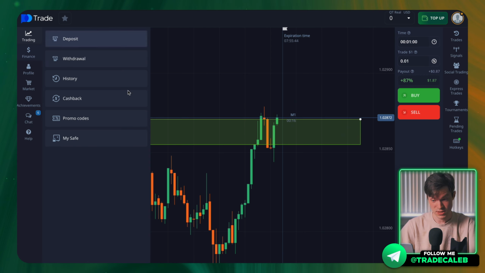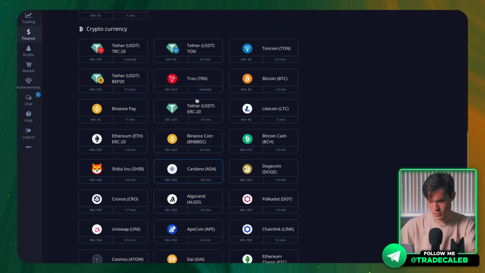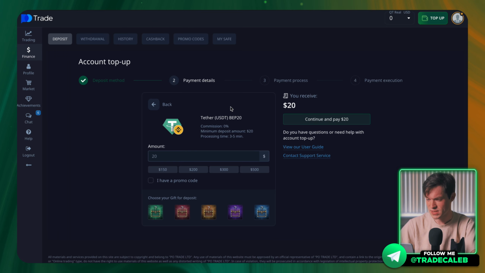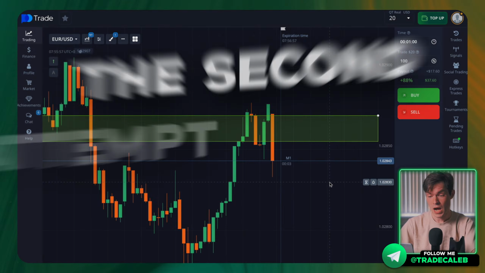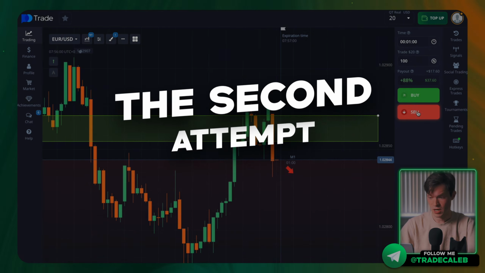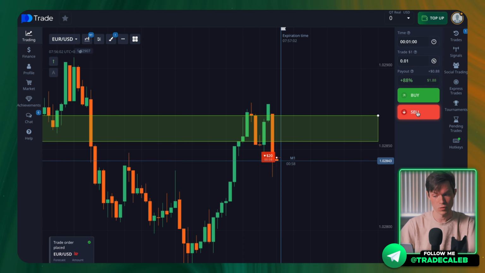Alright, I'm ready to replenish the balance again, so let's choose some cryptocurrency, let's say USDT in the network BEP20, for example, 20. I will quickly pay an order and I will come back to you in just 5 minutes. Our balance has 100 in 5 seconds. I open a new trade, again for the full amount.